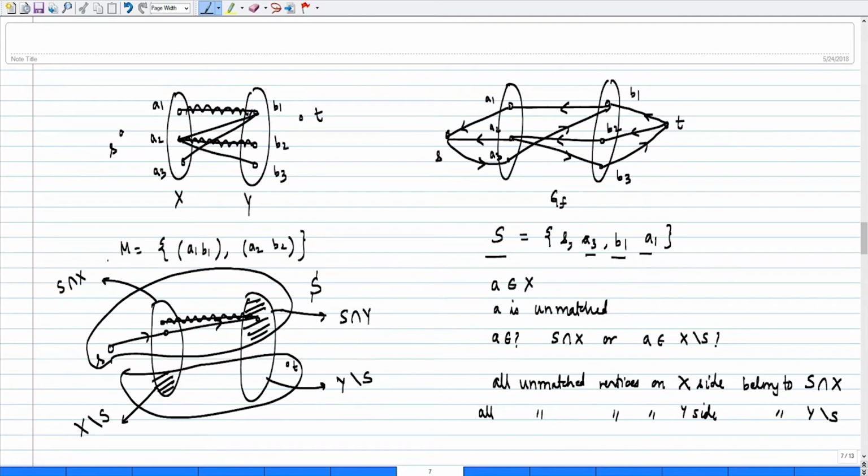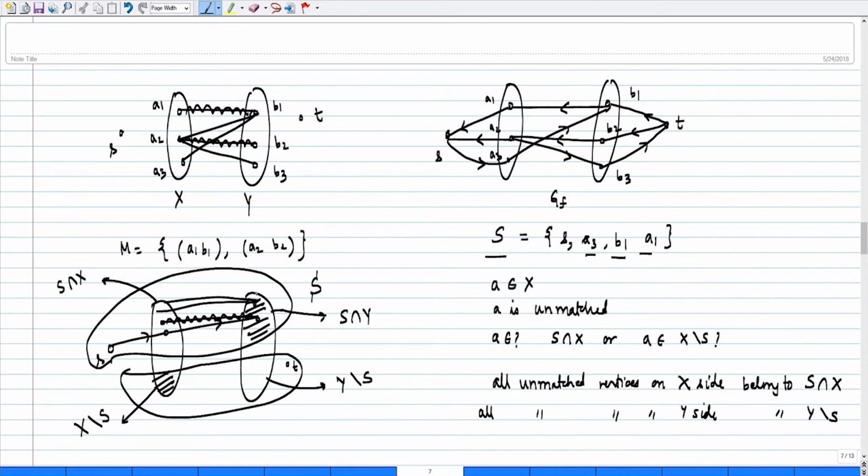Is this clear? So let me repeat the argument. All the vertices here are matched, and we know that if a vertex is matched, the edge to which it is matched on the Y side has been reversed in the residual flow network. Therefore if this vertex was reachable from S via some path, then its matched neighbor must be reachable from S via the reverse edge. Clear? So all the vertices that are here are matched and they have their matched neighbors sitting in this partition.